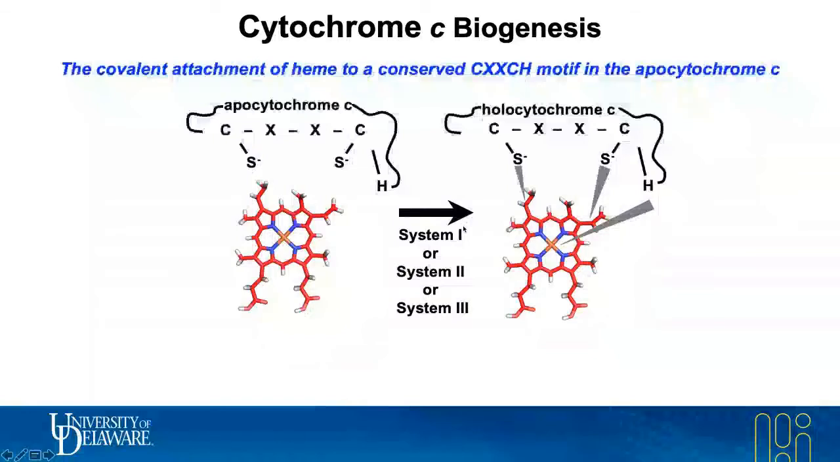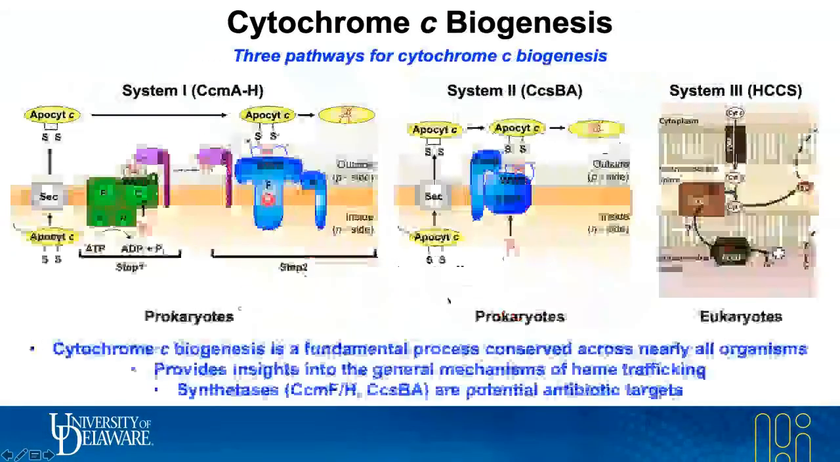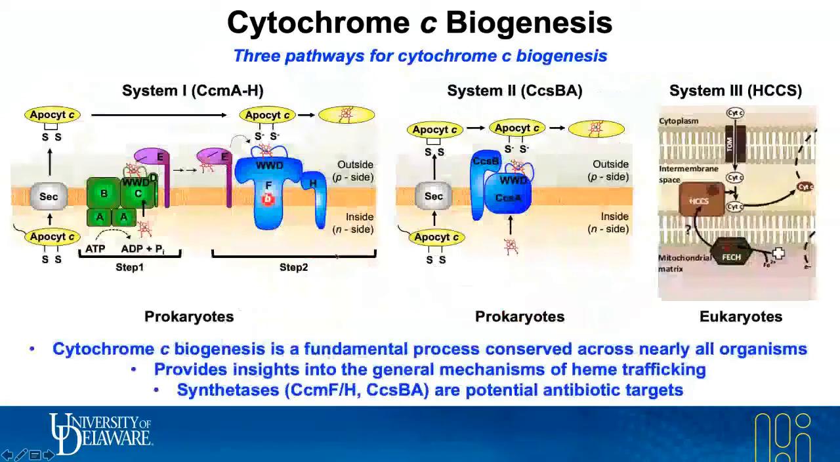And while there are hundreds of different cytochrome Cs that are known in nature, from anywhere with one heme group to over 10, all cytochrome C biogenesis is accomplished by three pathways called System 1, 2, and 3. So here I'm showing you the pathways. We're not going to go into detail about them, but what I want to point out is that there are two pathways that are found in bacteria called System 1 and System 2, and then a separate distinct pathway called System 3 that's found in eukaryotic mitochondria.